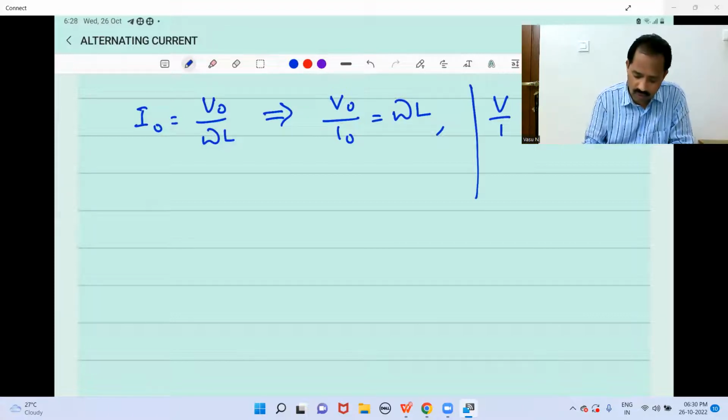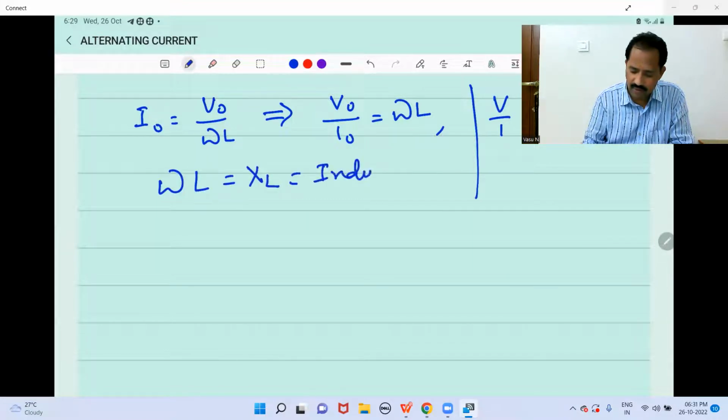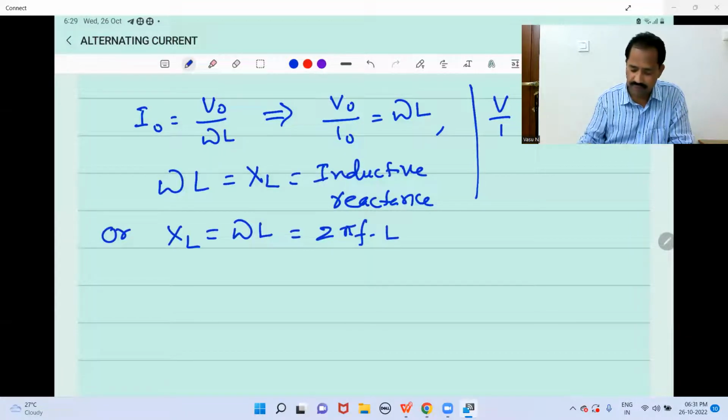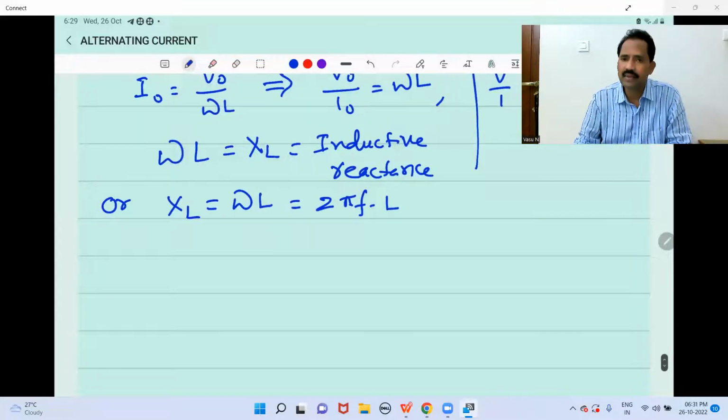Now I will write it this way. V naught by I naught is equal to omega L, and omega L is called inductive reactance, denoted XL. So omega L is equal to XL, or XL is equal to omega L, where omega is 2 pi F, so XL is 2 pi F into L. This is the equation for inductive reactance.